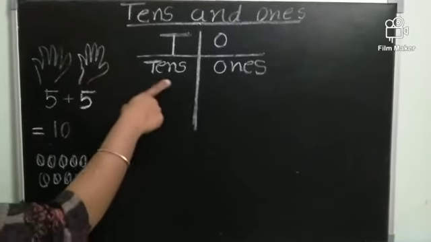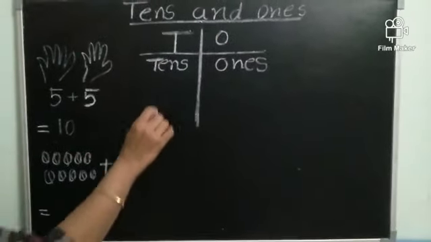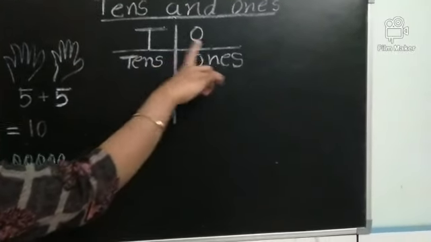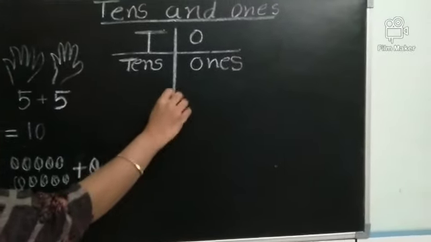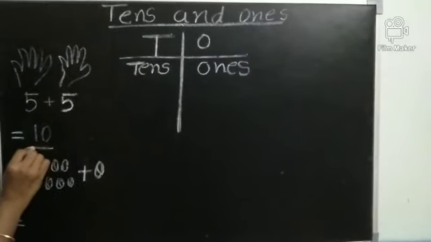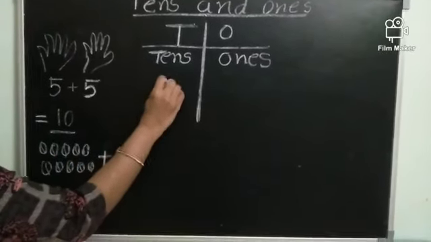How are you going to mention this in the tens and ones column? Here I have mentioned T and O. T means tens, O means ones. So this is the tens and ones column. Here is the number 10. So number 10 comes here.